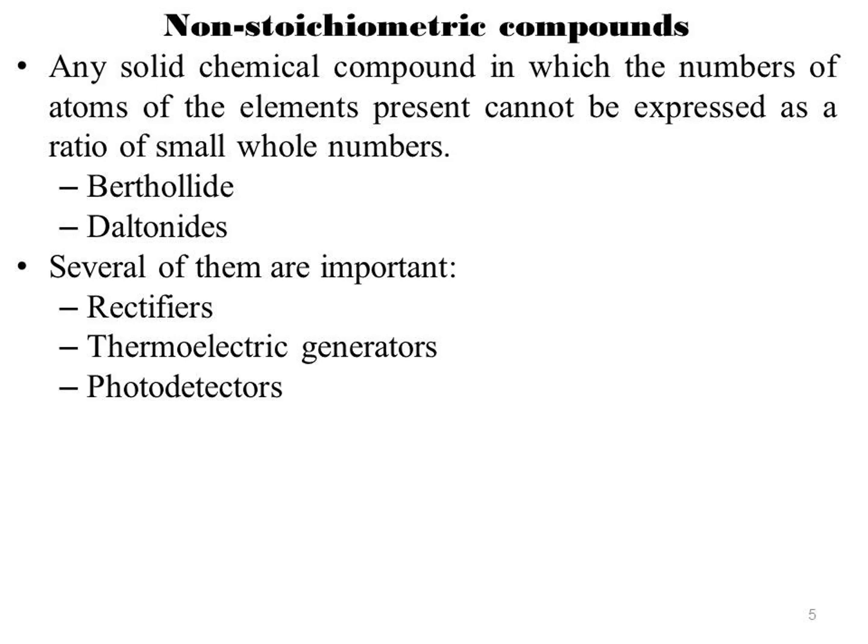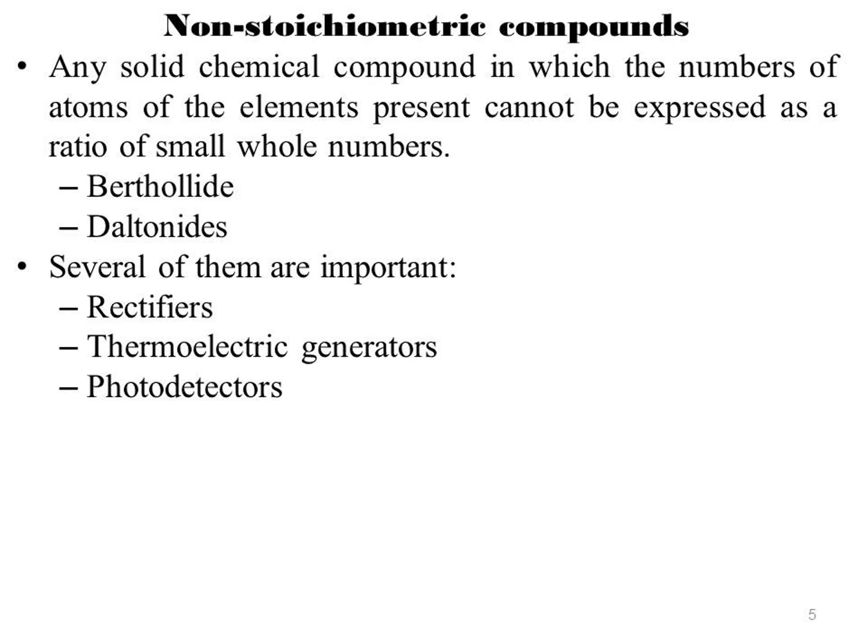A non-stoichiometric compound is any solid chemical compound in which the number of atoms of the elements present cannot be expressed as the ratio of small whole numbers, sometimes called berthollide compounds in distinction from daltonides, in which the atomic ratios are those of small integers. Non-stoichiometric compounds are best known among the transition elements.